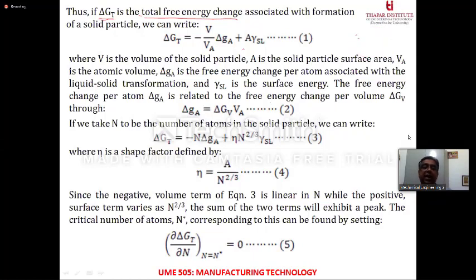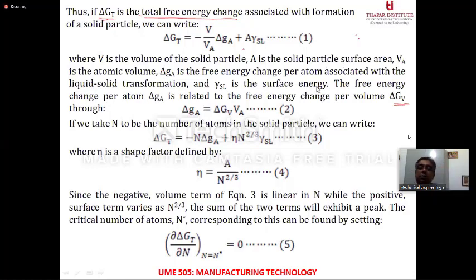The free energy per atom is related to free energy change per unit volume, that is delta GV, by this formula: delta GA is equal to delta GV into VA. Now this is for per atom. But we know that in a molten pool, one atom is not going to be generated. There would be a lot of atoms and a lot of areas generated simultaneously.